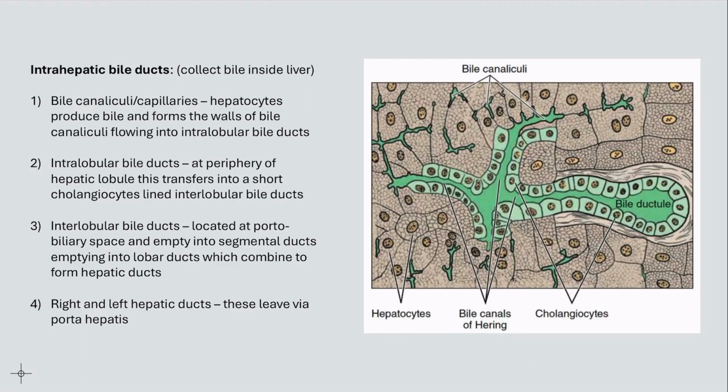And now the intrahepatic bile ducts. You have the canaliculi, which is basically for the bile production. Then you have intralobular and interlobular bile ducts, as well as the right and left hepatic ducts. And these are what leave through the porta hepatis and then will join the common bile duct, as we saw in the previous picture. And that was briefly the liver.